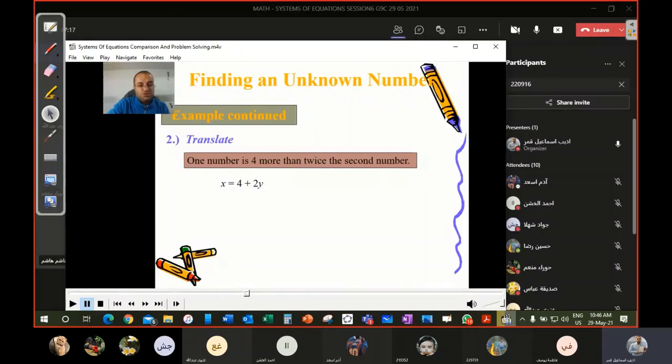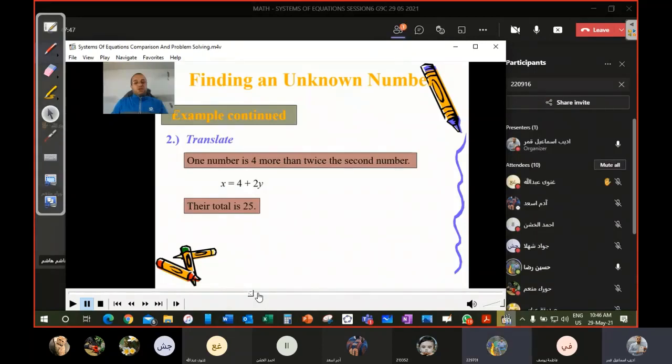هيدي equation 1. Okay? which is the first number, is equal to 4 plus 2 times y. Twice the second number, 2y, and 4 more is 4 plus. This is the first equation. The second equation, their total sum. مين بيقول لي second equation شو هي زهرة؟ The total sum. عم نحكي their total sum يعني دخل البلس. شو هن sum لشو؟ يعني بقولي x plus y equal 25. Total or their sum is 25.